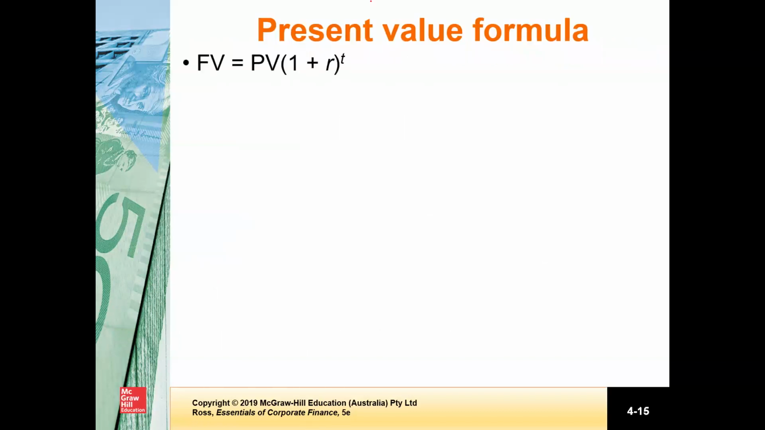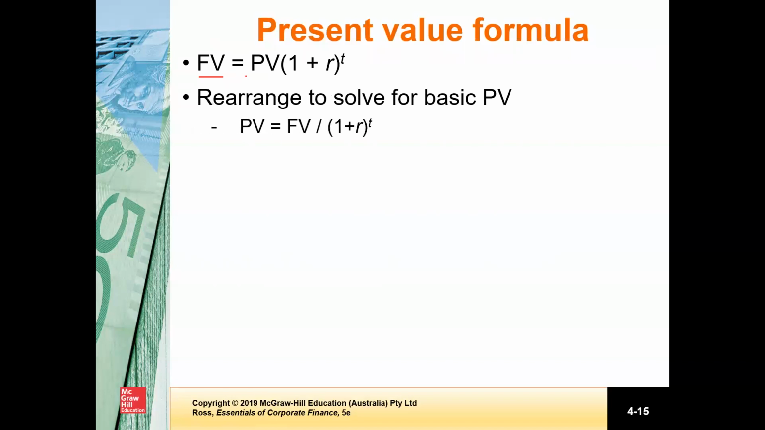Okay, so we are already familiar with this formula: future value equals present value times (1 plus r) to the power t. We have seen this formula in the previous video. Now, if we want to find out present value, we just rearrange this equation. Okay, so you can see that present value equals future value divided by (1 plus r) to the power t. Essentially, present value equals future value times (1 plus r) to the power negative t. Either way, you can calculate this.